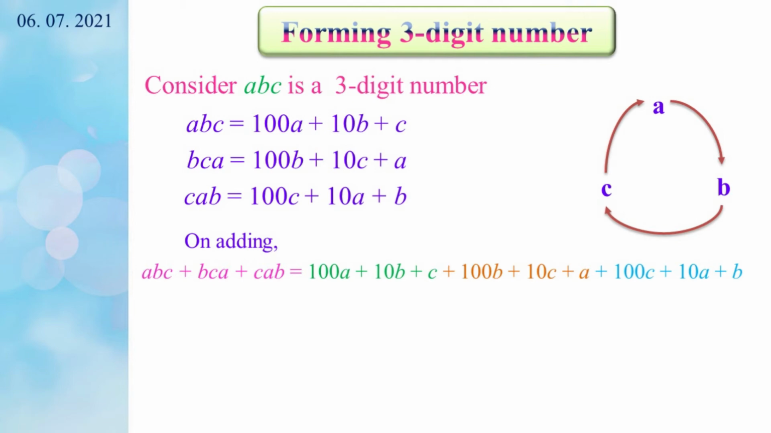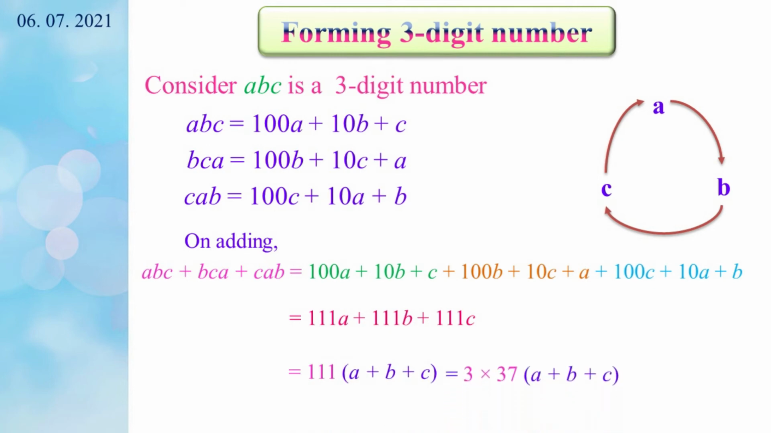Now we have to add like terms. 100A + A + 10A will get 111A. 10B + 100B + B will get 111B. C + 10C + 100C will get 111C. Here 111 is a common factor, so we take out 111 into (A + B + C). The product of 111 is 3 into 37, into (A + B + C).